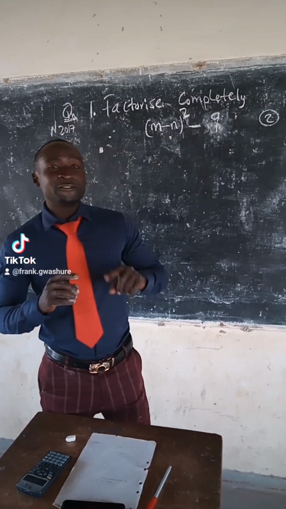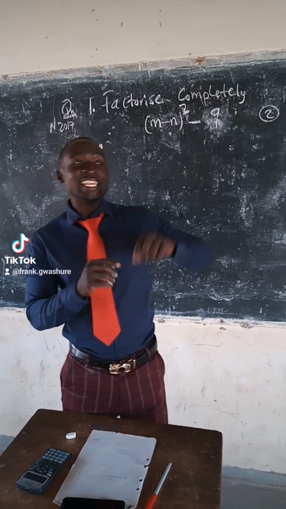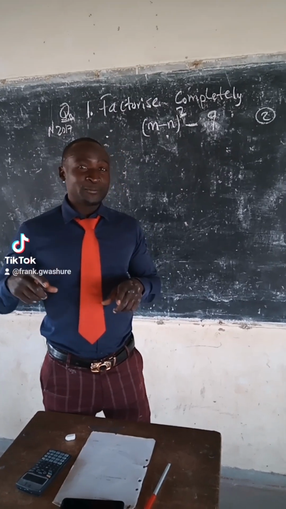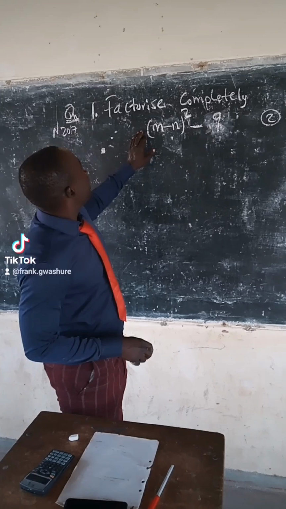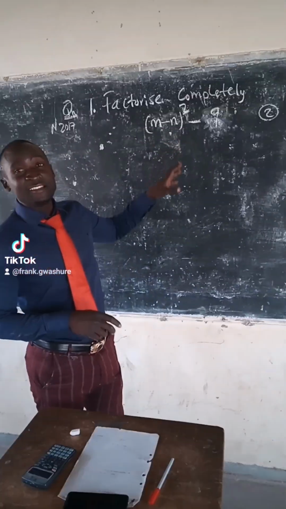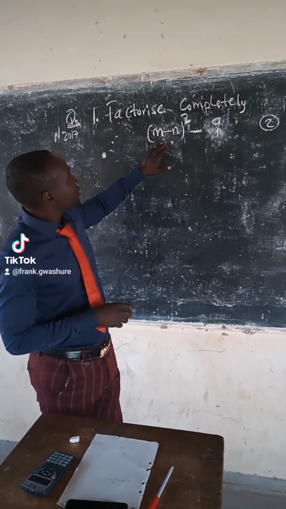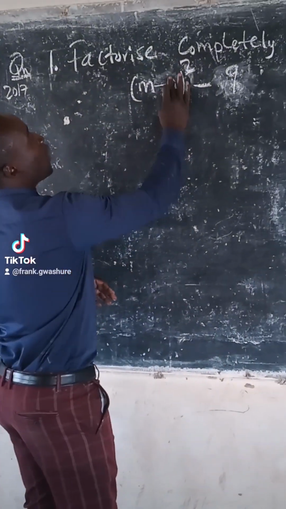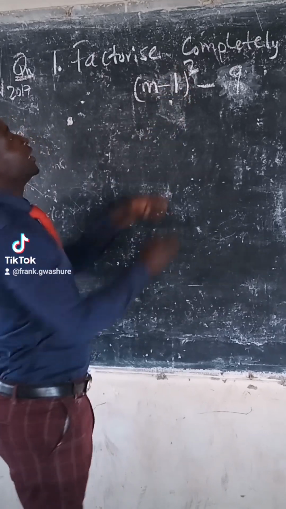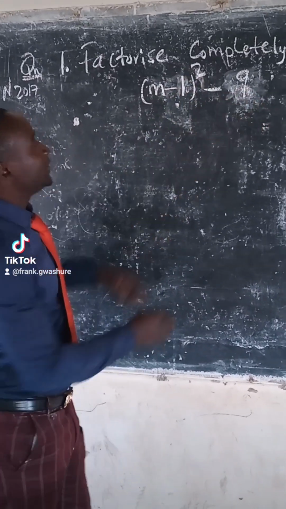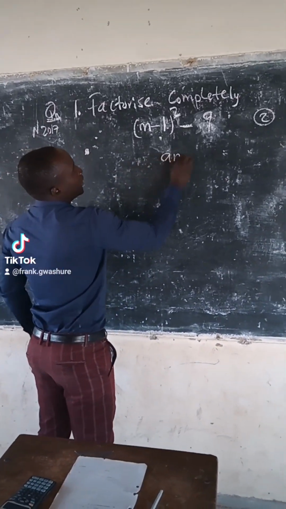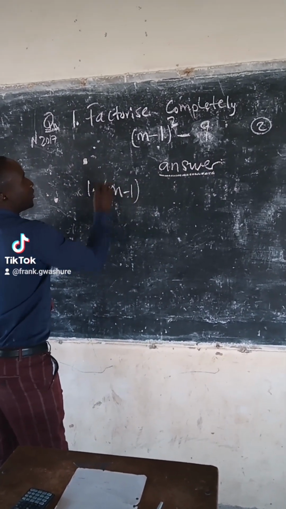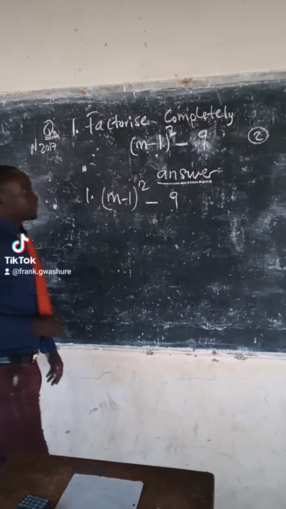Now, if you are asked to factorize completely, they are saying find the factors of m minus n squared. It's minus 1 here. Minus 9. If you get to the answer, m minus 1 squared minus 9.